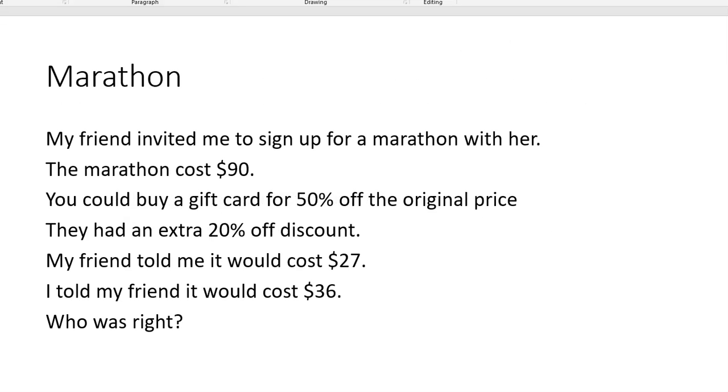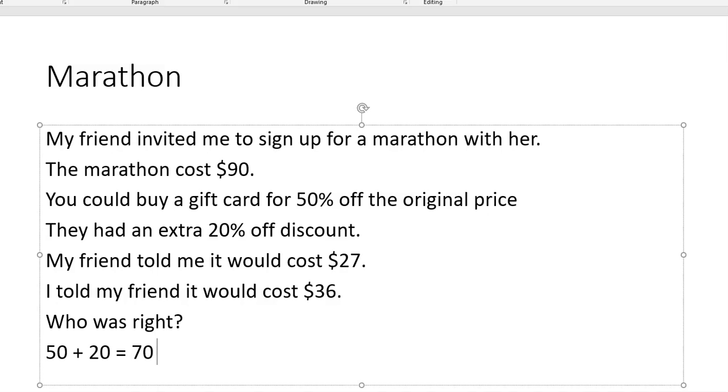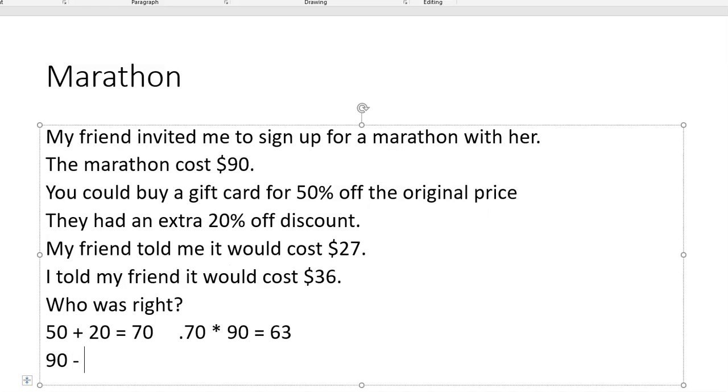An example of this is I signed up for a marathon, and this is actually a true story. My friend invited me to sign up for a marathon with her. The marathon cost $90. You could buy a gift card for 50% off the original price, and then they had an extra 20% off discount. My friend told me it would cost $27. I told my friend it would cost $36. Who was right? First of all, what my friend did is she said 50% plus 20% is 70%. 0.70 times 90 is 63, and 90 minus 63 is 27. However, that is not good math.